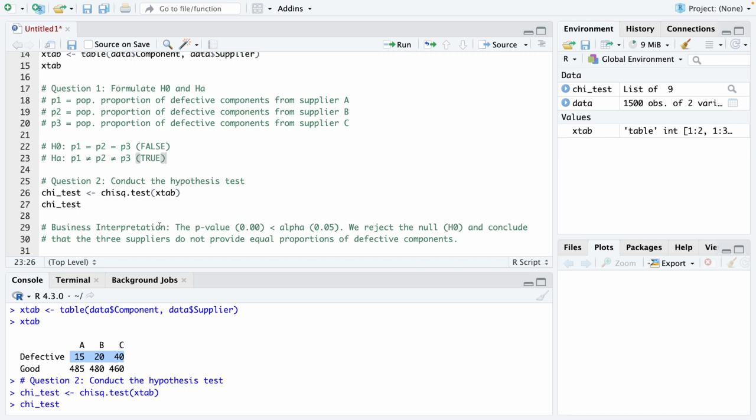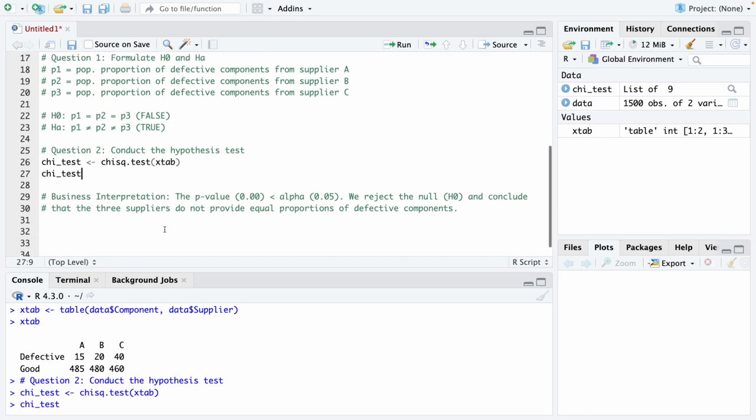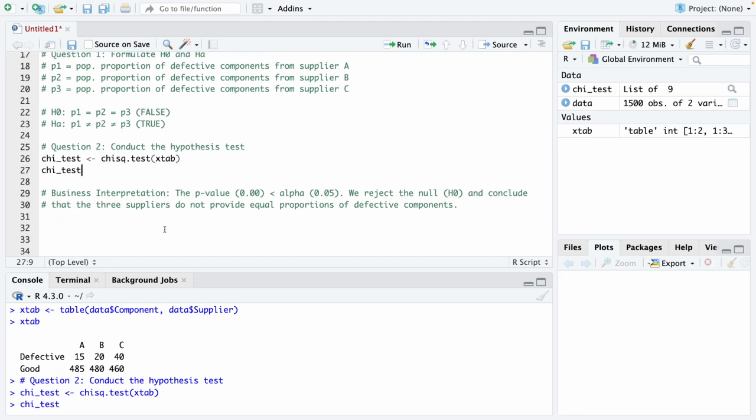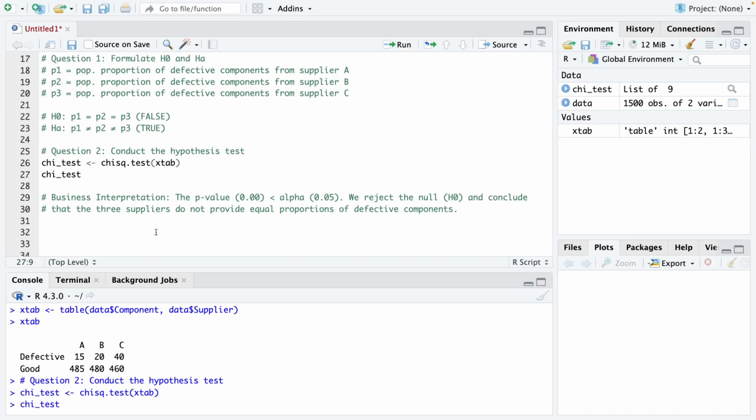So our chi-square test is letting us know that the proportions of defective components are not the same across the board. This leads us into question 3, because we need to find out which suppliers are the best and which one has poor quality. We can hypothesize that C has the worst quality because of the number of defective components, 40. But we want the data to speak for itself, and we'll do the analysis to make sure that whatever we're hypothesizing is actually correct.